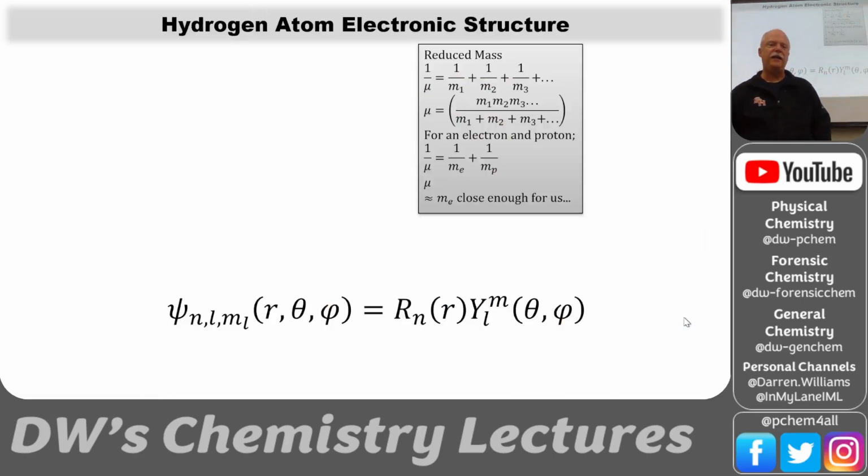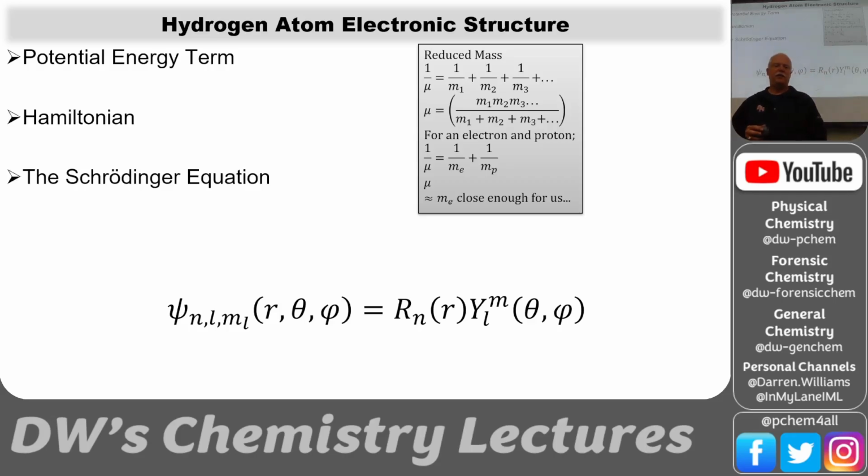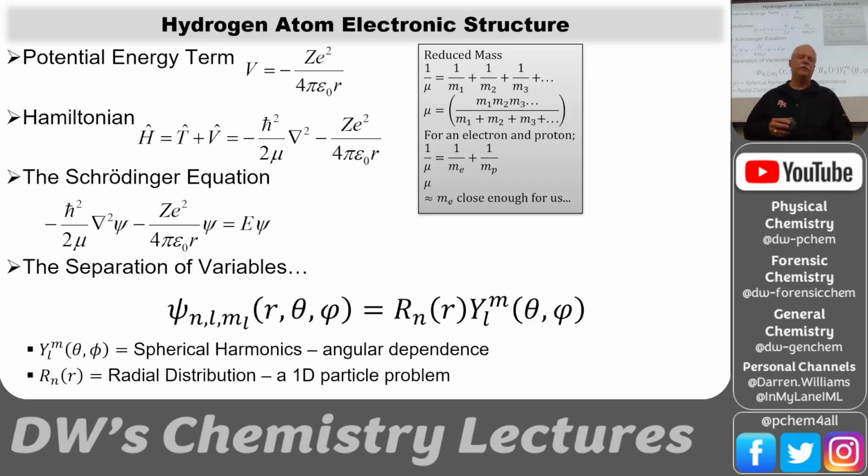So let's talk about the easiest atom. Let's start with hydrogen. The hydrogen atom's electronic structure has this potential energy term, the Hamiltonian, and the Schrodinger equation. So what is a potential energy term? Well, we kind of covered this a little bit with Gaussian. When we got into Gaussian, we went from the particle in a 1D box Hamiltonian to the molecular Hamiltonian, or the atomic Hamiltonian. And again, those potential energy terms are the Coulombic attraction of the electron to the nucleus.